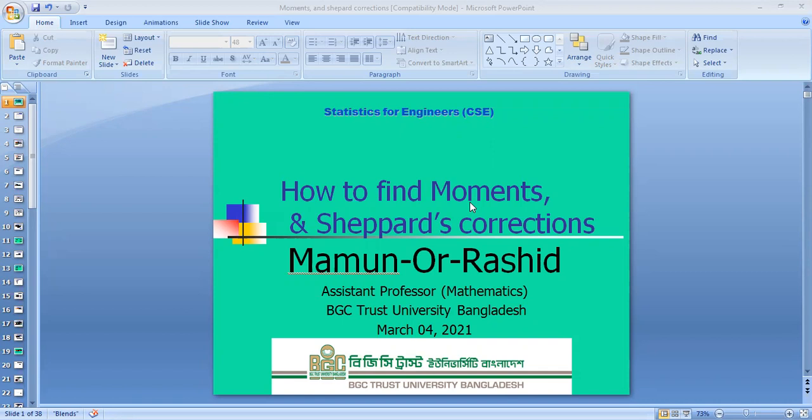Okay, you must know there are three types of kurtosis. One is leptokurtic, another is mesokurtic, and another is platykurtic. So if beta 2 is greater than 3, that means gamma 2 is positive, then this will be leptokurtic. Okay, and if beta 2 equals 3 and gamma 2 equals 0, then it will be what? Mesokurtic. And if beta 2 is less than 3 and gamma 2 is negative, then it will be platykurtic, or flat-topped curve.